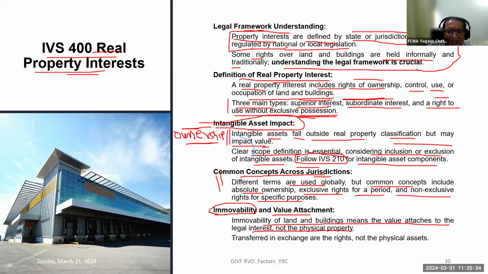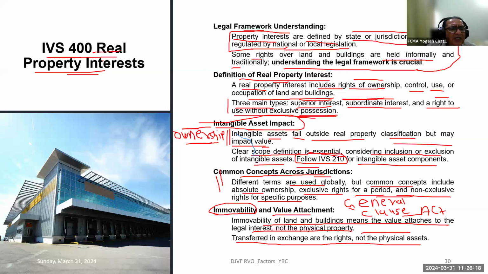So what is the meaning of immovable property? In brief, that is provided in the Transfer of Property Act. But in detail, if we are interested, we need to refer to the General Clauses Act. There we will get the exhaustive, precise meaning of immovable property and movable property. So that is very important. And what is transferred in exchange is the right, not the physical asset. So that is very important.